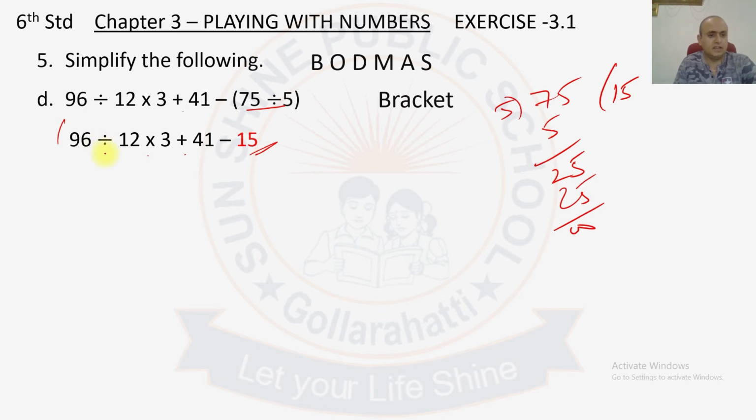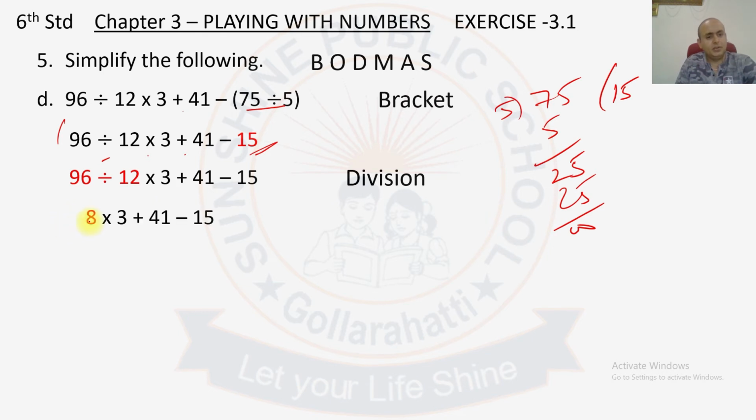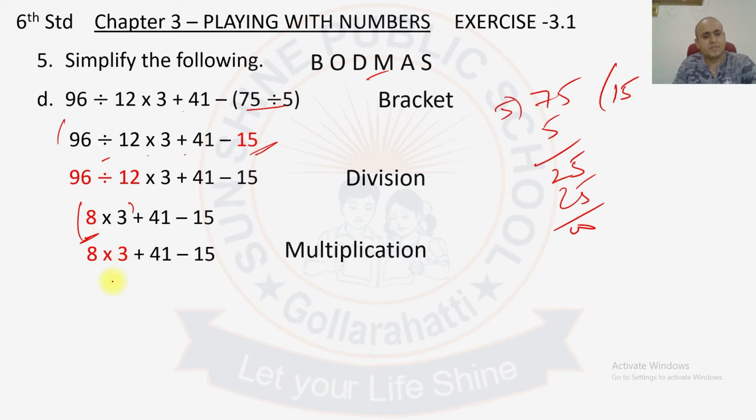According to BODMAS rules you have to divide this number, that is 96 divided by 12. When you divide you get 8, because 96 divided by 12 is 8, and the remaining numbers as it is. Now you have 8 into 3 plus 41 minus 15. In this you have multiplication, addition and subtraction. You should multiply first, because according to BODMAS it is multiplication, then addition, then subtraction. So 8 into 3, 8 3s are 24, plus 41 minus 15, write as it is.